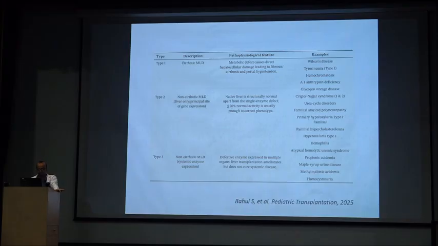Type 3 is non-cirrhotic metabolic liver disease with a systemic enzyme defect, where the defective enzyme is expressed in multiple organs, the liver being one of them. Liver transplantation ameliorates but does not cure the systemic disease. These are propionic aciduria, maple syrup urine disease, methylmalonic acidemia, and homocystinuria.